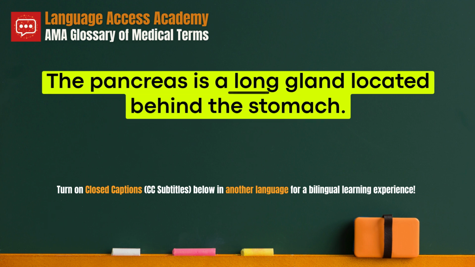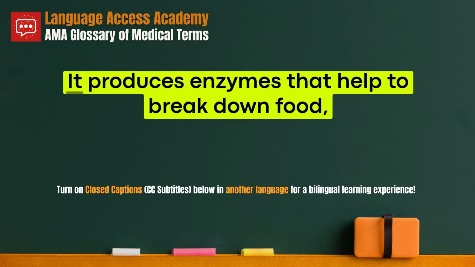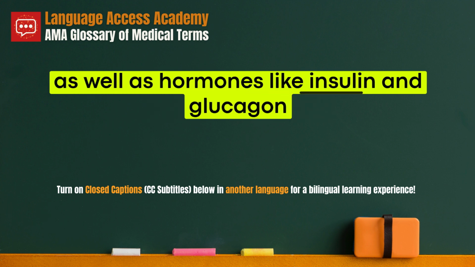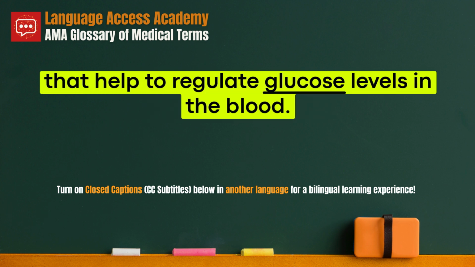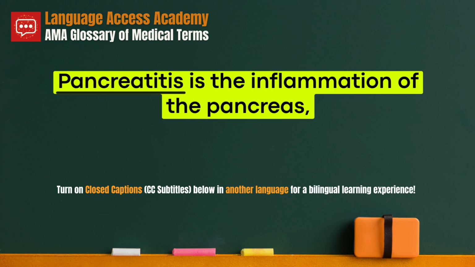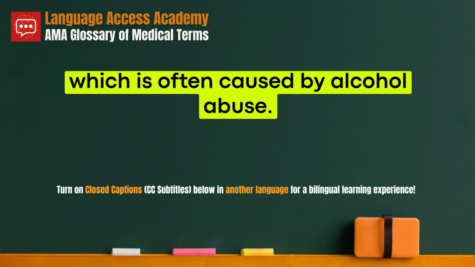The pancreas is a long gland located behind the stomach. It produces enzymes that help to break down food, as well as hormones like insulin and glucagon that help to regulate glucose levels in the blood. Pancreatitis is the inflammation of the pancreas, which is often caused by alcohol abuse.